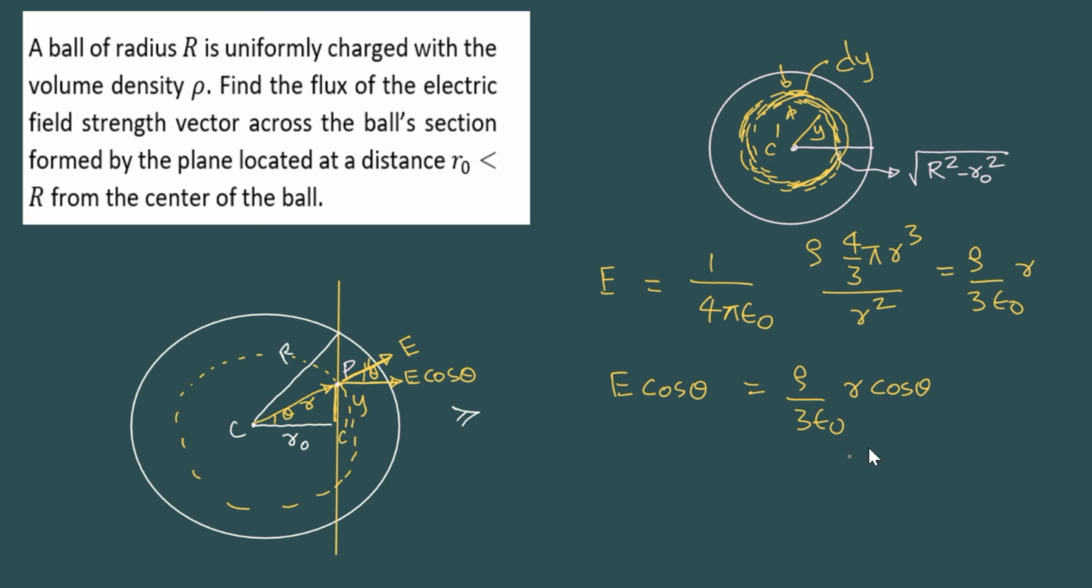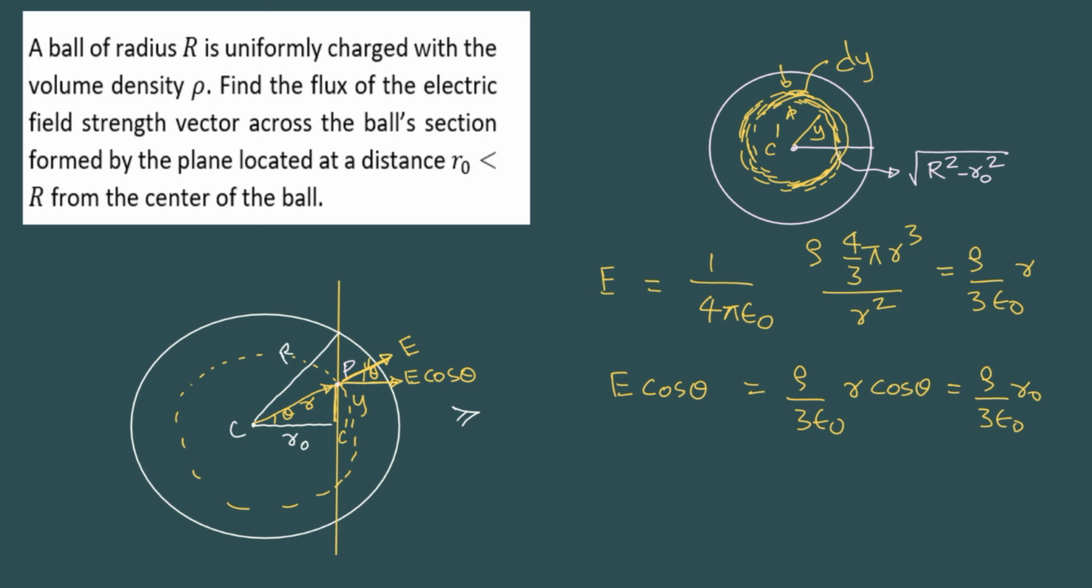Now something interesting is here. Look at that r cos theta. What is r cos theta? r cos theta will be r naught. So it doesn't matter what point you take in that plane, r cos theta will always be that constant value r naught. So this will be rho by 3 epsilon naught r naught. That is really interesting. The electric field at any point in that section, not the entire electric field, but the component of the electric field pointing to the right, happens to be constant. That is actually good news.